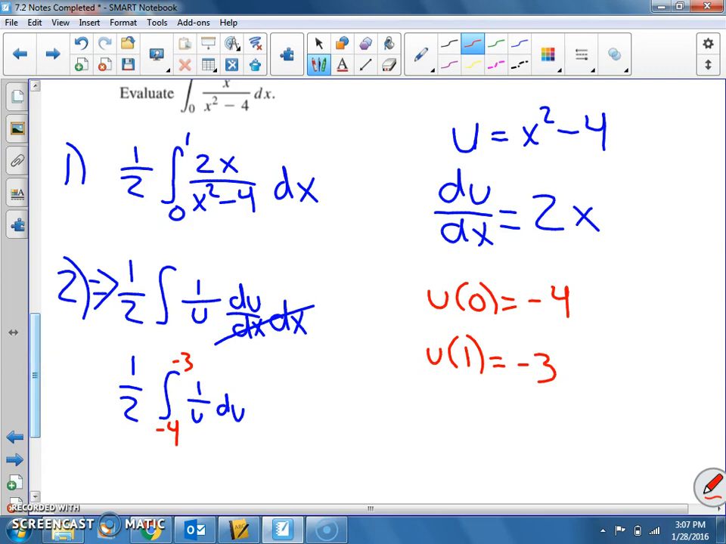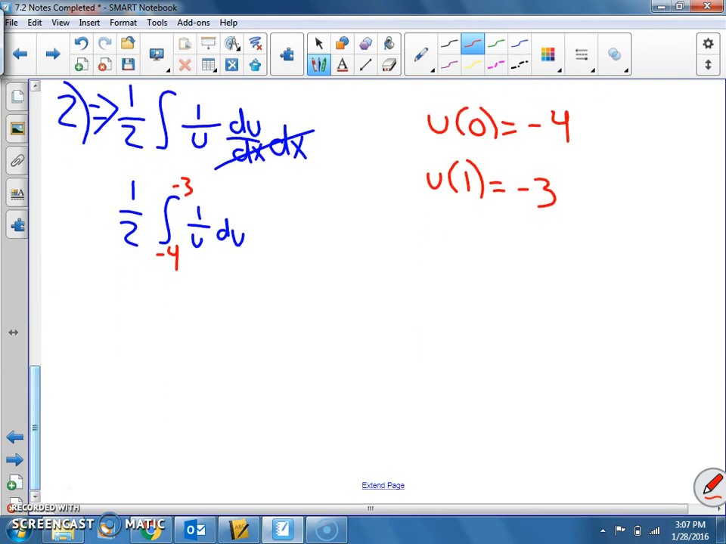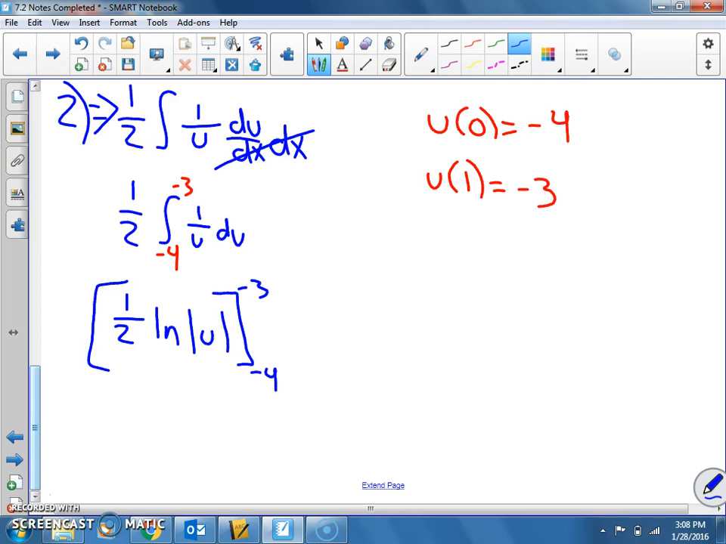Okay? Now, what is the integral or the antiderivative of 1 over u? That's the ln. Okay? So it's 1/2 ln of what? Absolute value of u. Okay? And then we need to evaluate this from negative 4 to negative 3. Now, this is why the absolute value is important. Is the natural log defined from negative 4 to negative 3? No, but if we plug in the absolute value, it's going to be defined. Okay? Because they're going to be positive numbers.